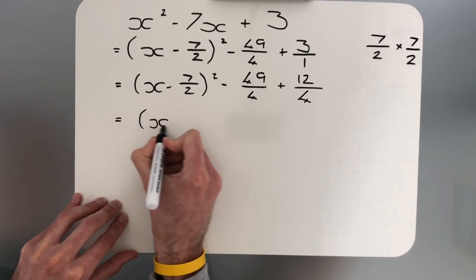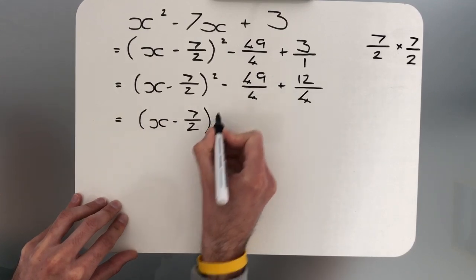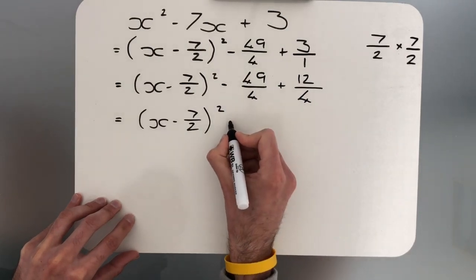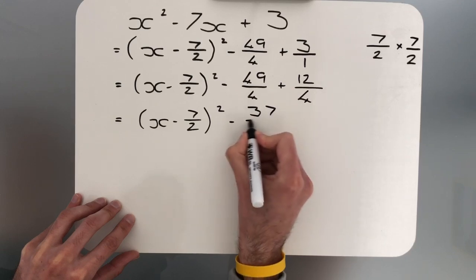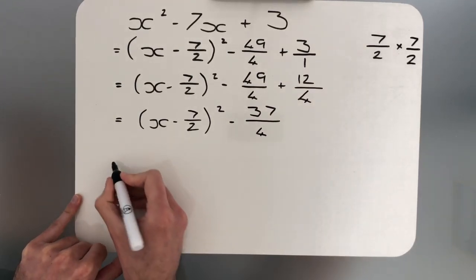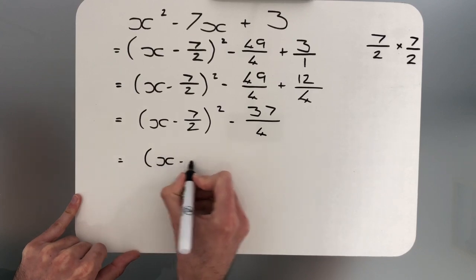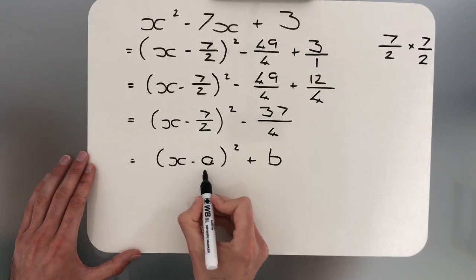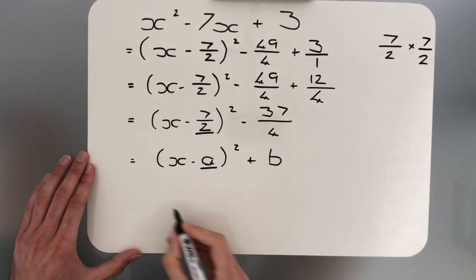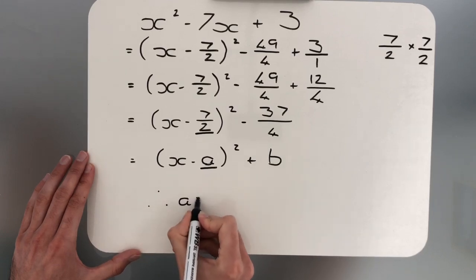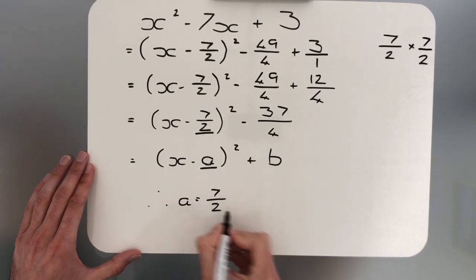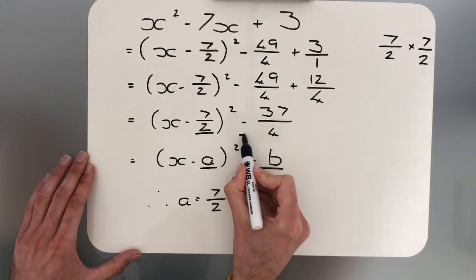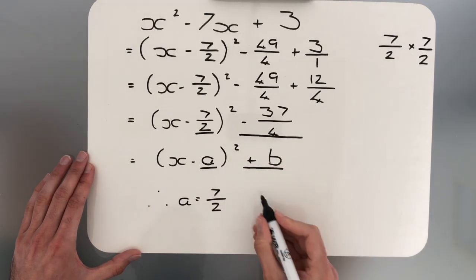We have x subtract 7 halves, all squared. Negative 49 quarters adding on 12 quarters gives me negative 37 quarters. We were asked to write it in the form of x subtract a, all squared, add b. Therefore, a will be 7 halves. Positive b is equal to negative 37 quarters.